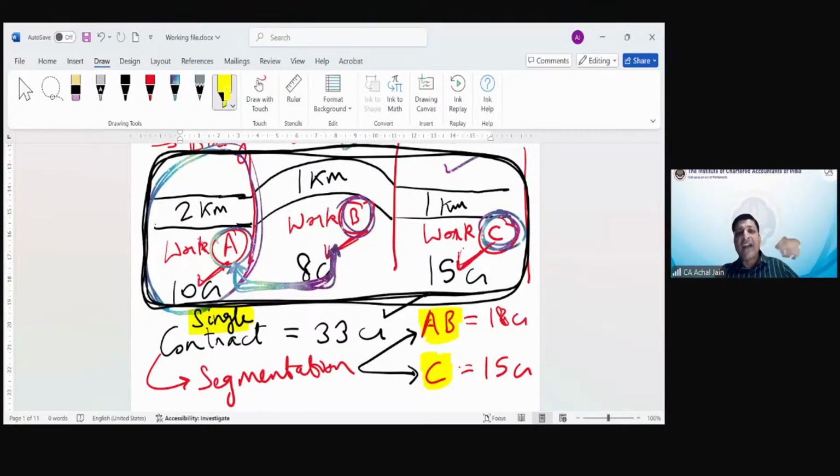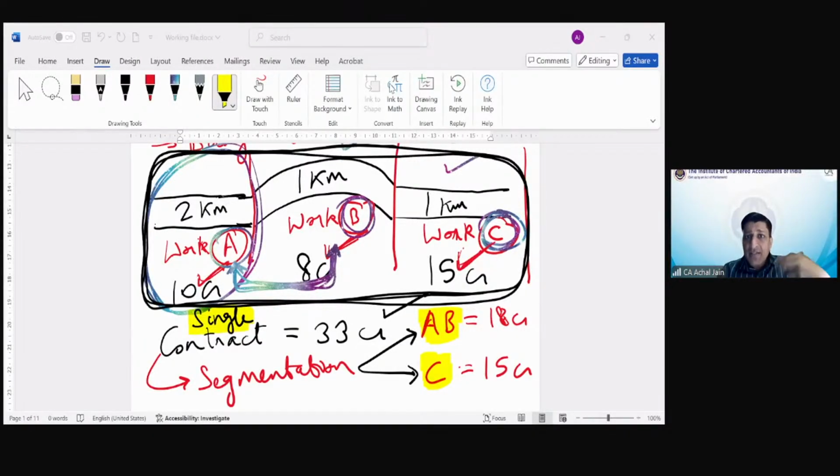Now, let me just add further to this. Over to your query, let me add some more points. Let's suppose only work A is completed. Work or activity B is not yet started. A is fully completed and B is going to start. So now how will you recognize revenue? Any thoughts from your side on this?